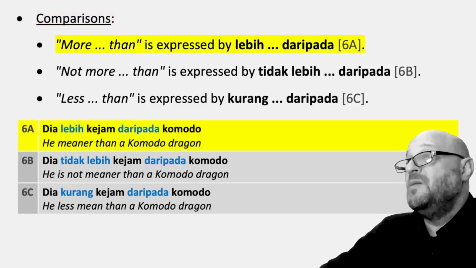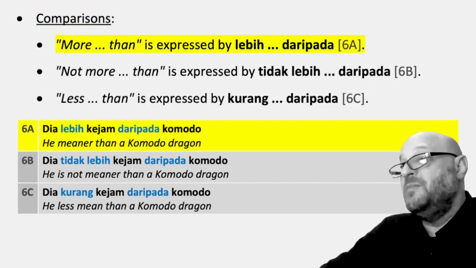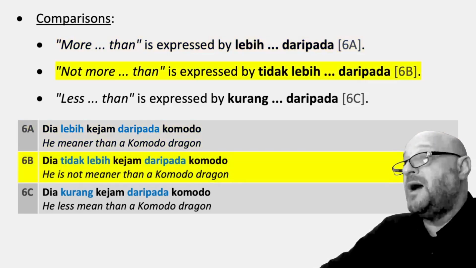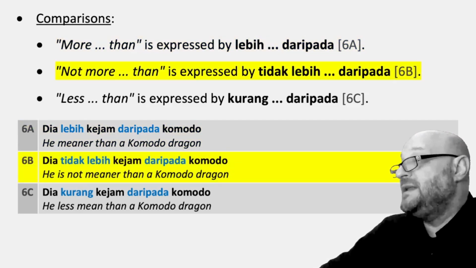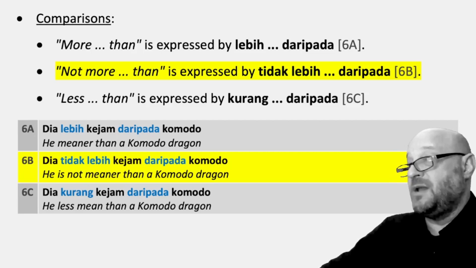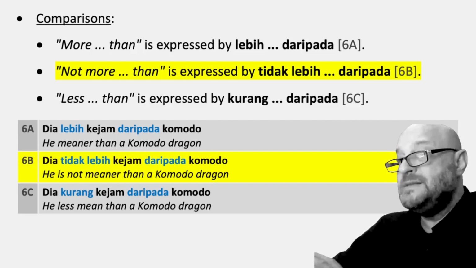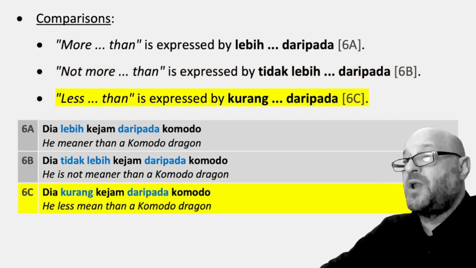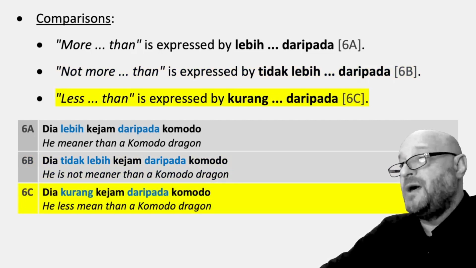Comparisons. More than is expressed by lebih daripada. Example 6a, dia lebih kejam daripada komodo. He's meaner than a Komodo dragon. Not more than is expressed by tidak lebih daripada. 6b, dia tidak lebih kejam daripada komodo. He's not meaner than a Komodo dragon. Less than expressed by kurang daripada. 6c, dia kurang kejam daripada komodo. He is less mean than a Komodo dragon.